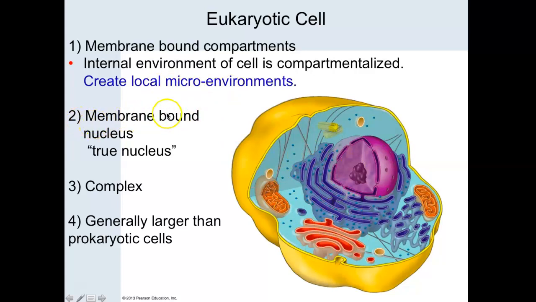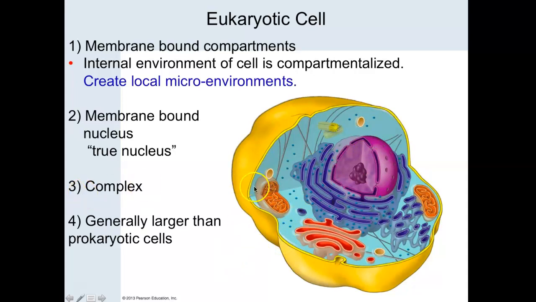Number two is that we have a membrane-bound nucleus, or true nucleus. So here, the DNA that we have inside of a cell is bound inside of a membrane nucleus. The other cell type that we'll look at the end of this chapter, which is called a prokaryotic cell, does not have any of this stuff, okay? There's no membrane inside. It only has this outer membrane.